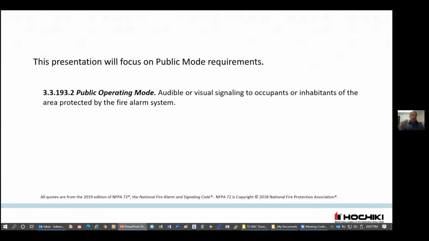Our presentation today will focus on public mode requirements. Public mode is notification that is intended to notify everyone in the building, all right? And that's commonly what we would see in most buildings. There is a mode called private operating mode. Private operating mode is going to be used in a special set of circumstances, maybe a hospital might be an example, or a prison, where only certain select people are notified of the fire emergency. They then are able to decide how to react to the emergency.